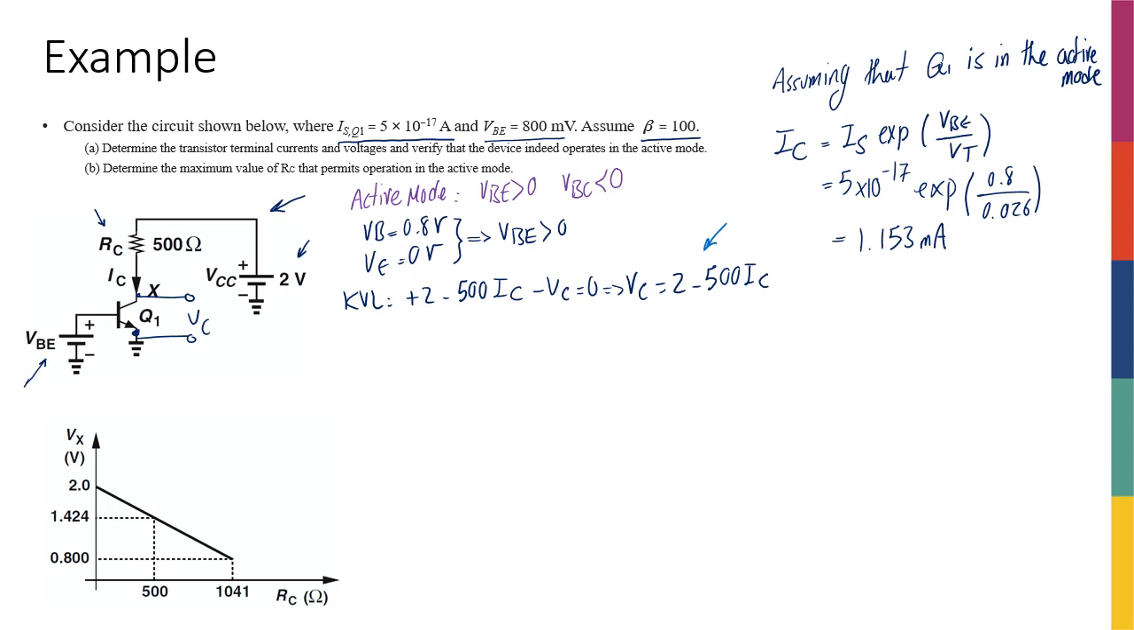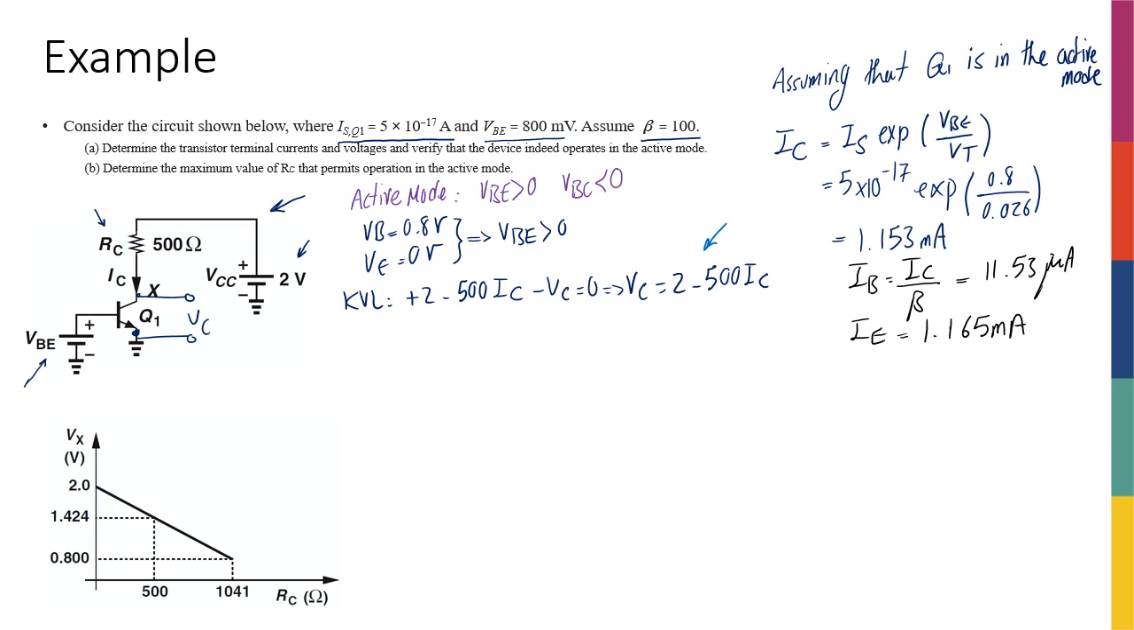Based on our equations, we know that IB is going to be IC divided by beta, so it's just going to be 1% of that. So it's going to be 11.53 microamps. And IE is going to be IC plus IB, so the addition of the two, slightly higher than IC. Remember that I said they're pretty much equal to each other within 1% or so. So IE turns out to be 1.165 milliamps. And you can see that 1.165 and 1.153 are pretty much similar to each other. The difference is just that 11 microamps.